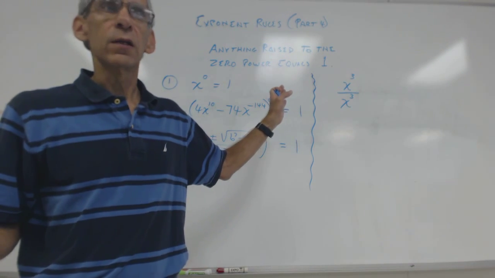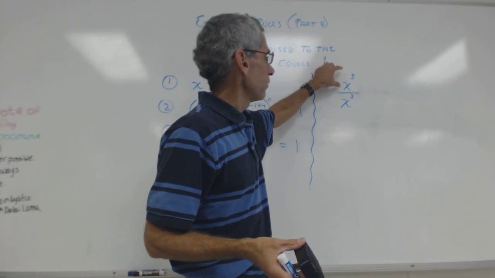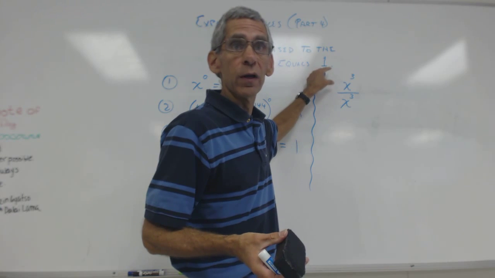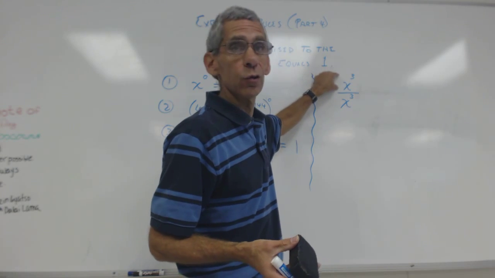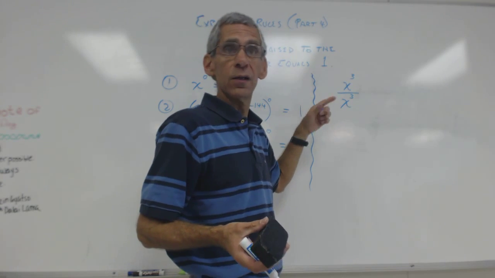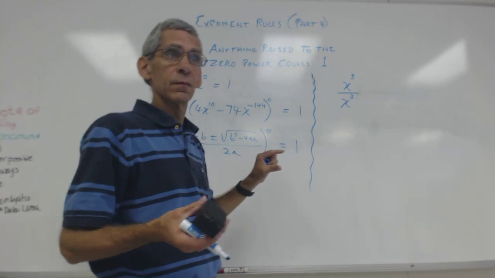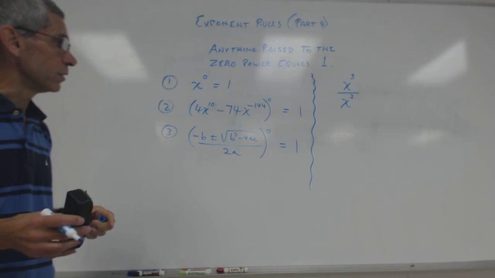It's just 1, right? Because you have the same thing upstairs and downstairs. 10 over 10 would be 1. 100 over 100 would be 1. X over x would be 1. X cubed over x cubed would be 1, right? Because you have the same thing upstairs as downstairs.